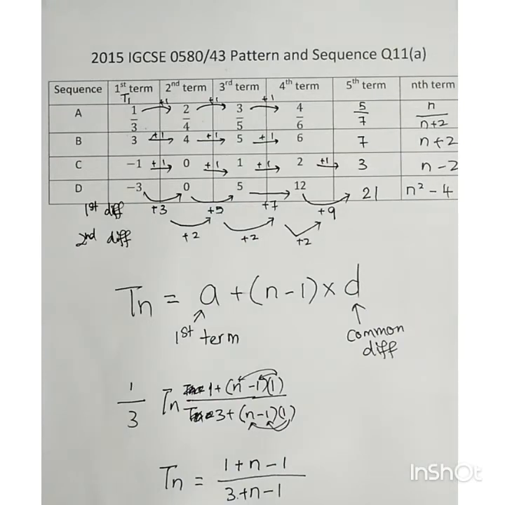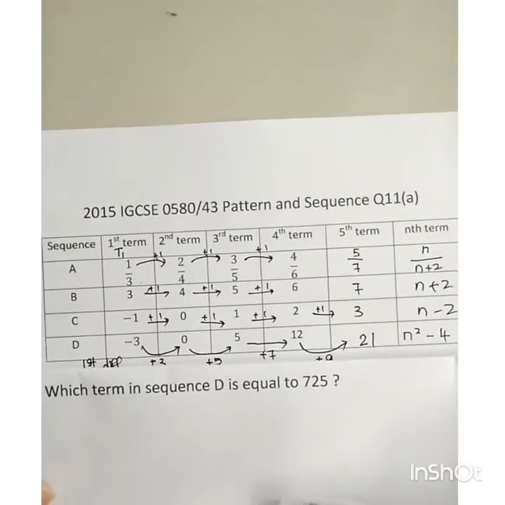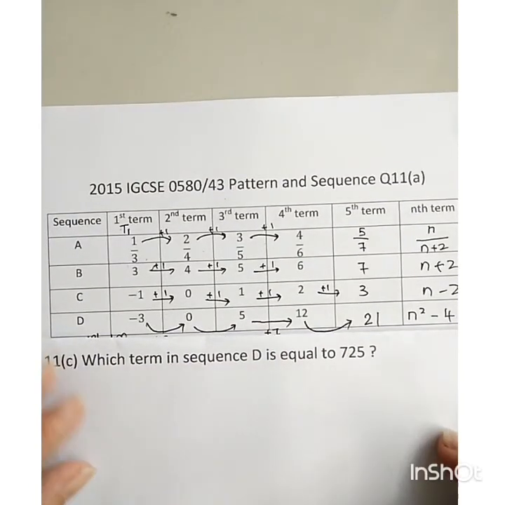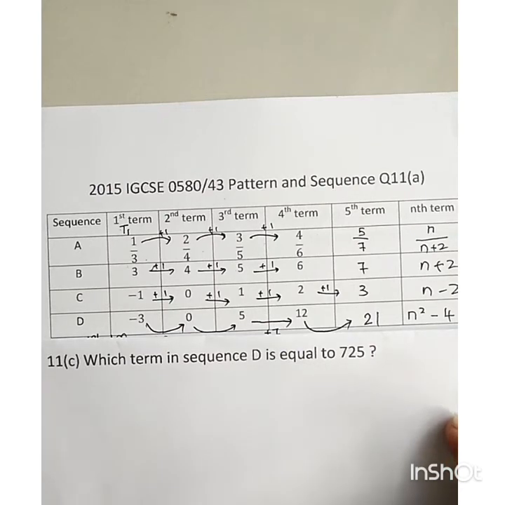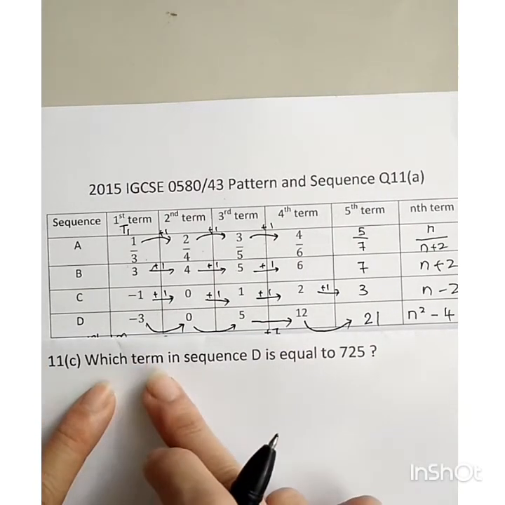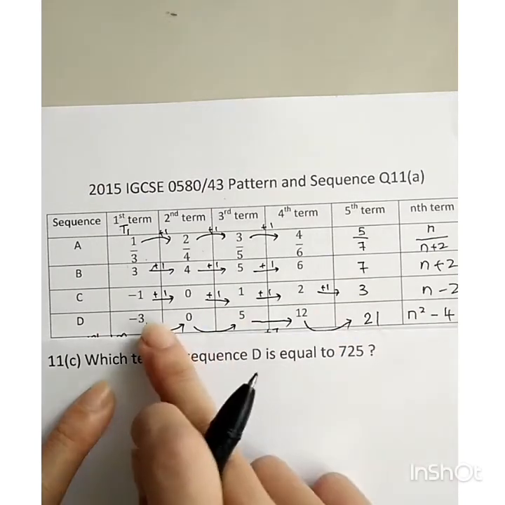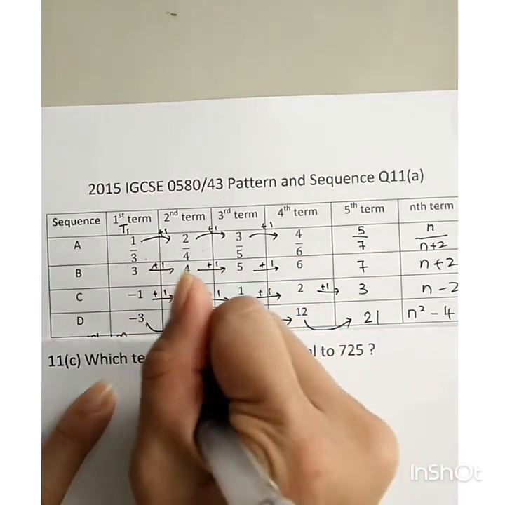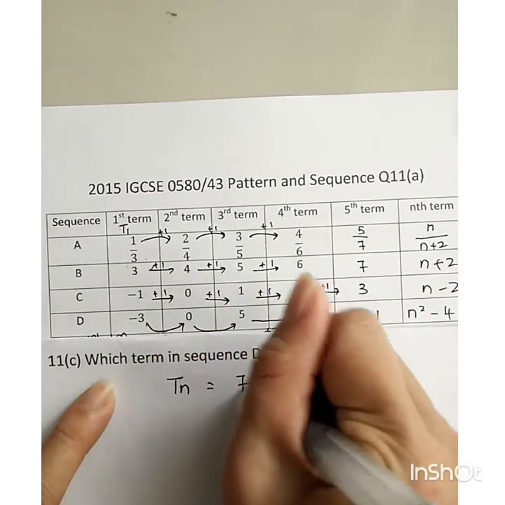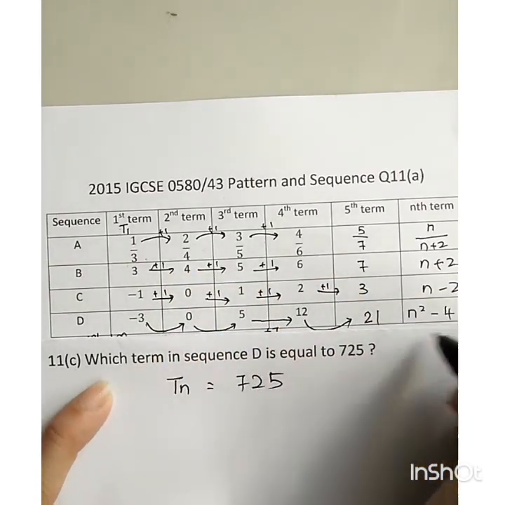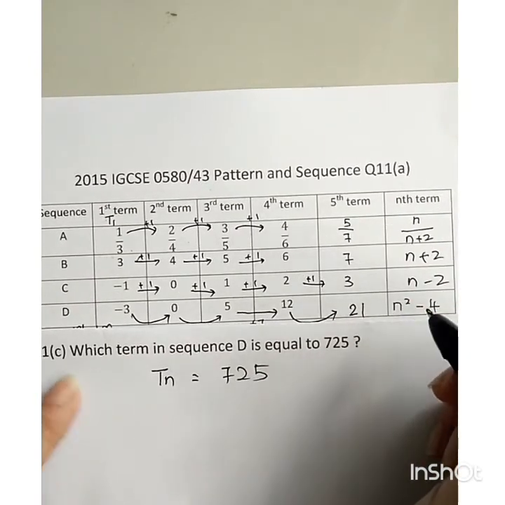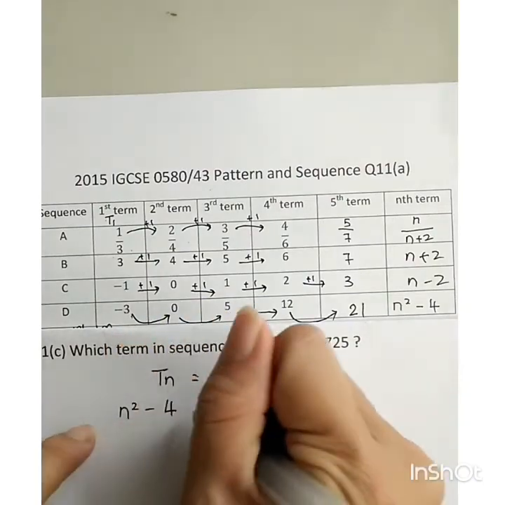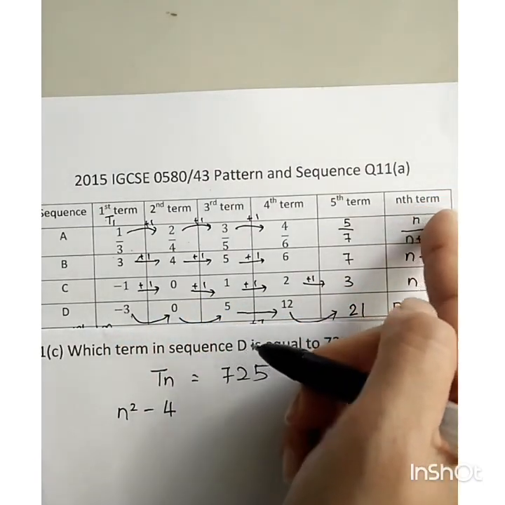The next question, they are referring to sequence D. The question will be, which term in sequence D is equal to 725? Same thing, they want to ask you, what term is that? This is first, second, third, fourth. Then what term is that? Tn will equal 725. And we're going to use the formula again over here that we found earlier. And we are using the comparison method. So this is also considered a Tn. That's why they call it the n term.